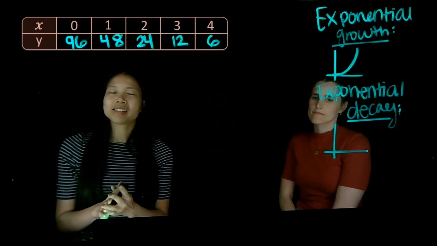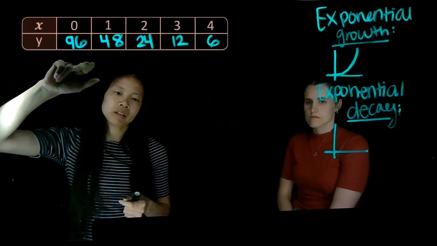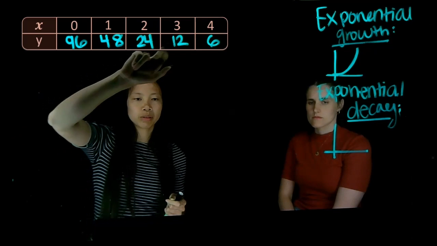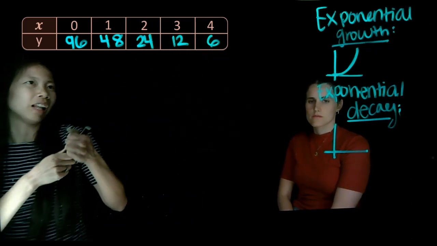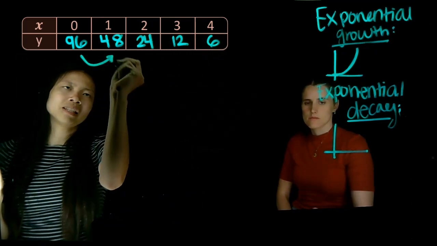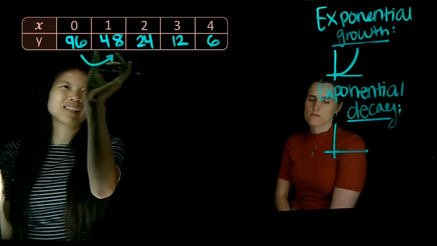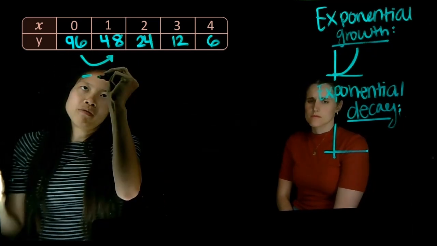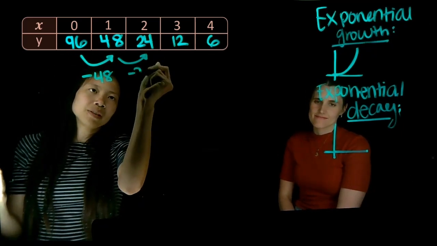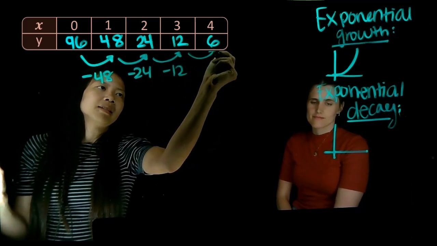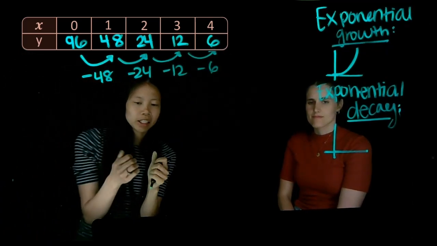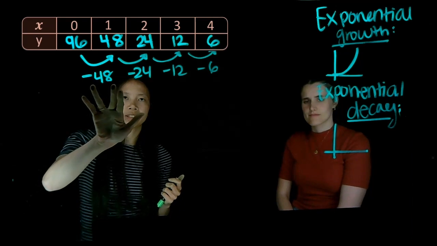All right, let's check out this example here with this table. We got 0, 96, 1, 48, 2, 24, 3, 12, and 4, 6. Let's see how much we are decreasing by to get from one number to next. So 96 to 48, that's a difference of 48. And 48 down to 24 is a difference of 24, 12, and then 6. Okay, so this is not a linear pattern because we are not decreasing by a constant rate.